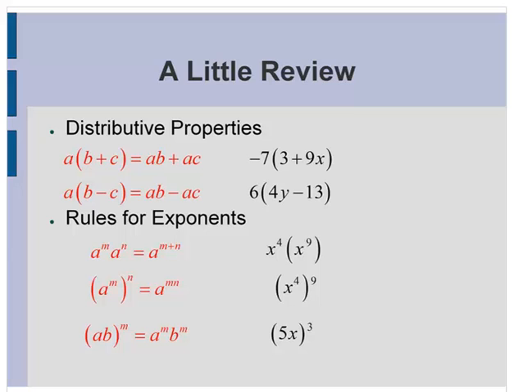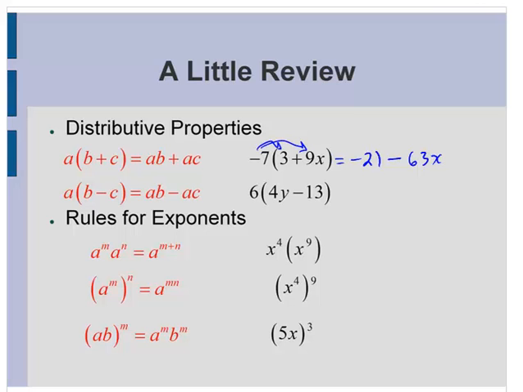Distributive properties. If we have a times the quantity b plus c, that's a times b plus a times c. And so if we had negative 7 by 3 plus 9x, applying the distributive property, we would have negative 21 minus 63x, right? Because a negative multiplied by a positive is negative.